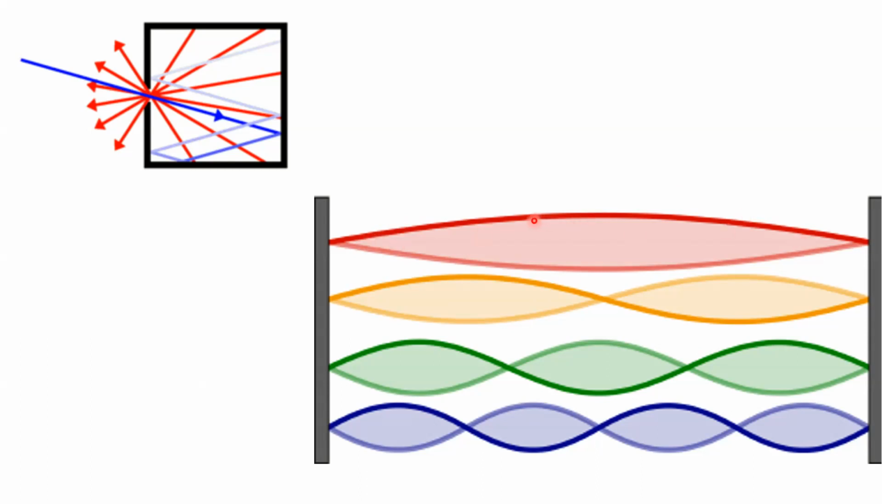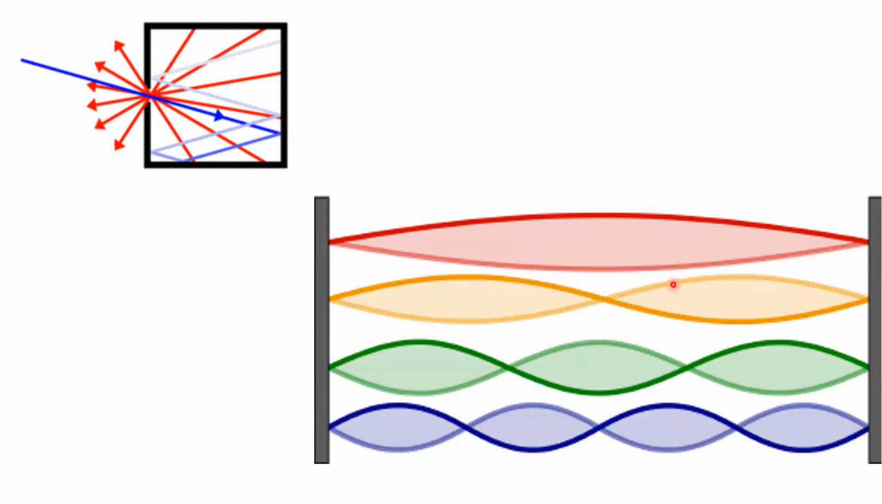This is the so-called fundamental mode. It's got one antinode. This is the second harmonic, which has 2 antinodes. And as you move down through this series of modes, you're talking about higher and higher frequencies of oscillation.